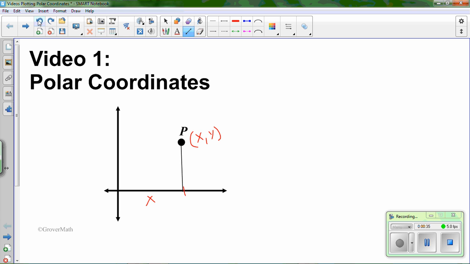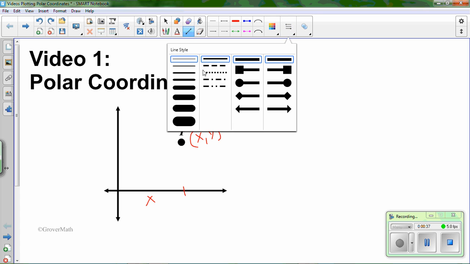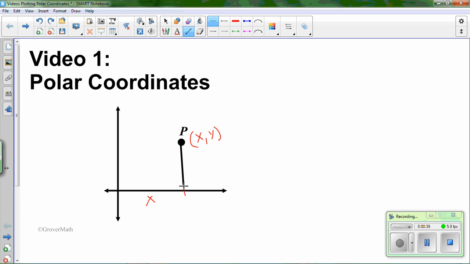So that line's way too thin. Let's make that a little thicker. And you were going up some y amount of units from the x-axis to get to that point. So you went out x and then up or down y. In this case, we're in quadrant 1, so we're going up y. So like the point 5 comma 2, you went to the right 5 and then up 2, right?